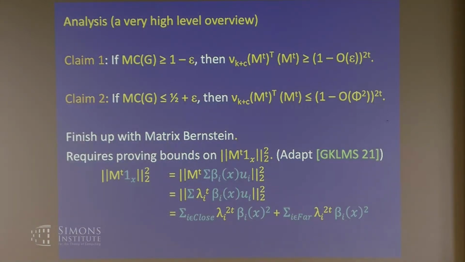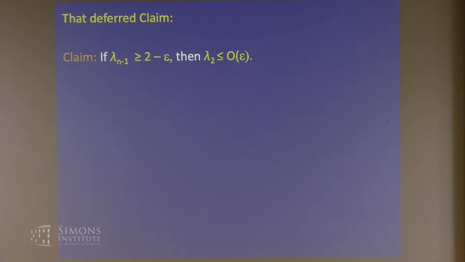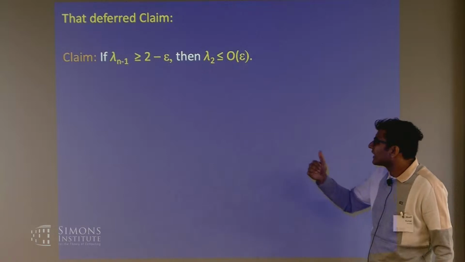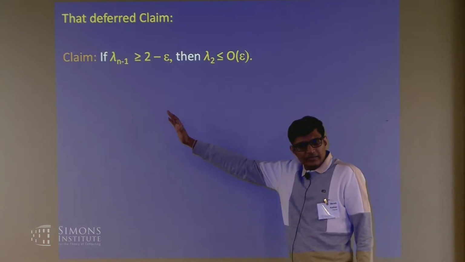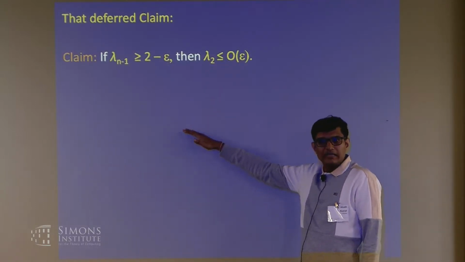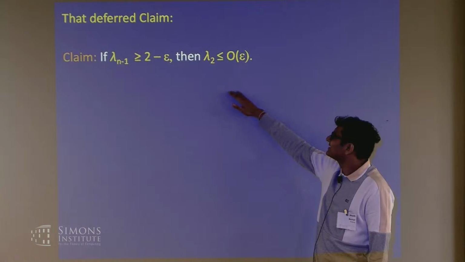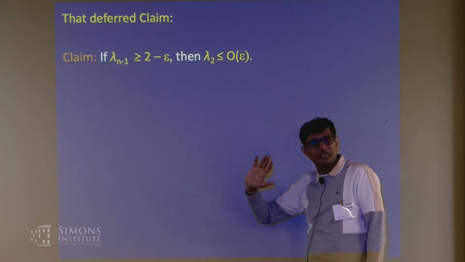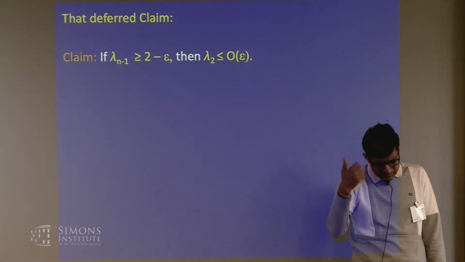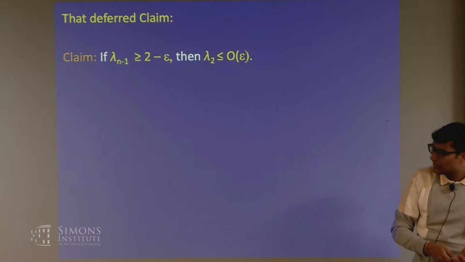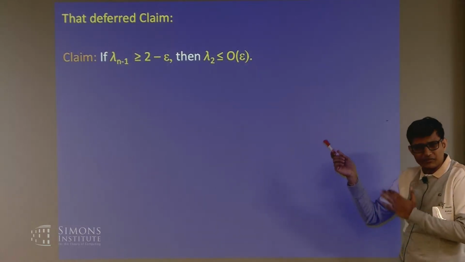Okay, so let me show the proof of that spectral claim. The deferred claim essentially postulates the following: if the n minus 1th eigenvalue of the Laplacian is close to 2, then the second eigenvalue, lambda 2, is at most big O of epsilon. Lambda 2 is small. So there was some previous argument that could prove a statement of a similar flavor.